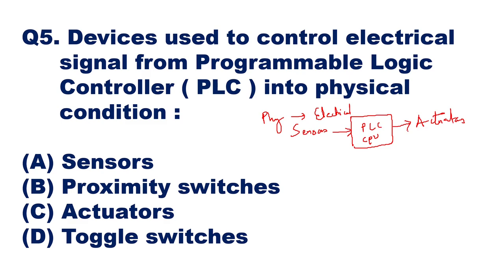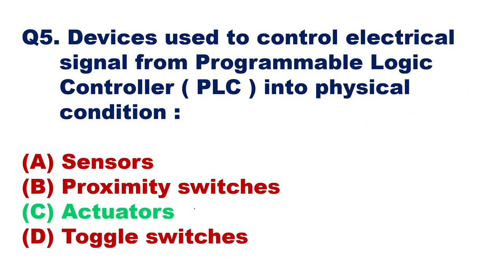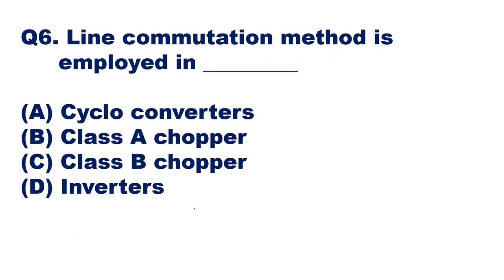So in the question, it is asked which devices are used to control the electrical signal from the programmable logic controller PLC into physical condition. From the PLC, if you want to go to physical condition, the electrical signal gives a command, and that electrical signal will actuate, and the actuator will give the physical condition, the physical application. So it is the actuator which is going to work for it. So option C will be the right answer here. Devices that convert the electrical signal from the PLC into physical condition are actuators. Then we'll go to the next question. Question number 6, line commutation method is employed in.